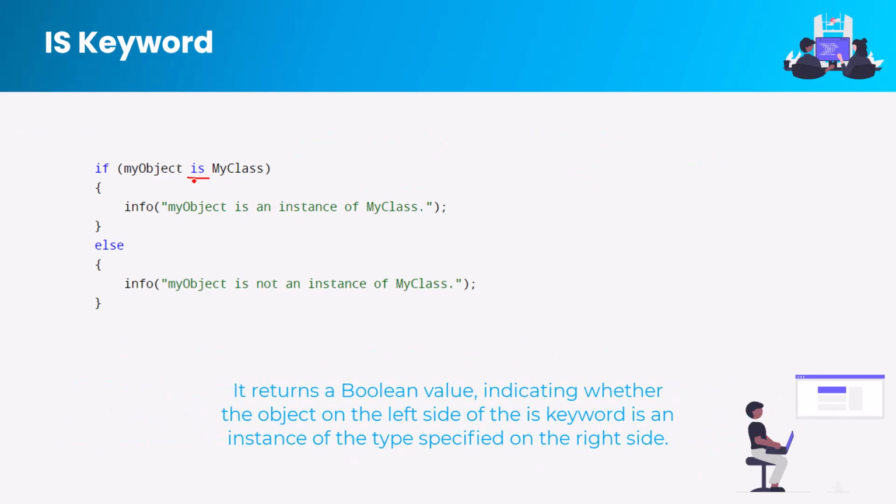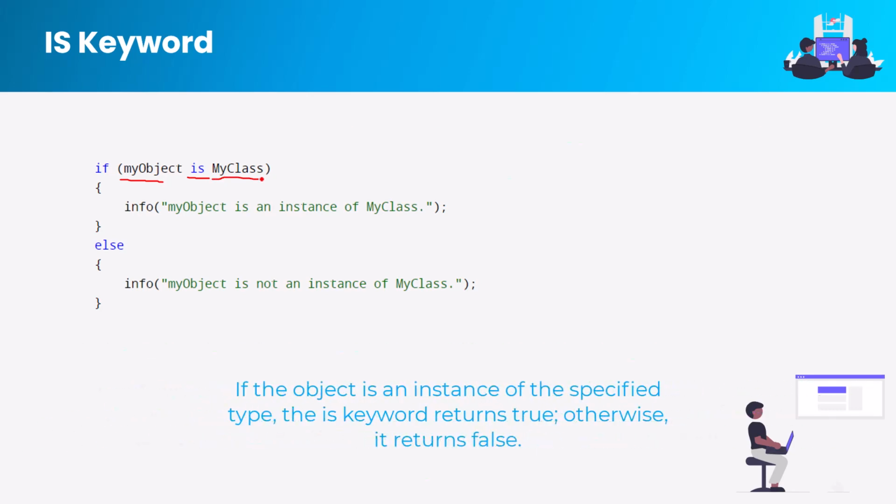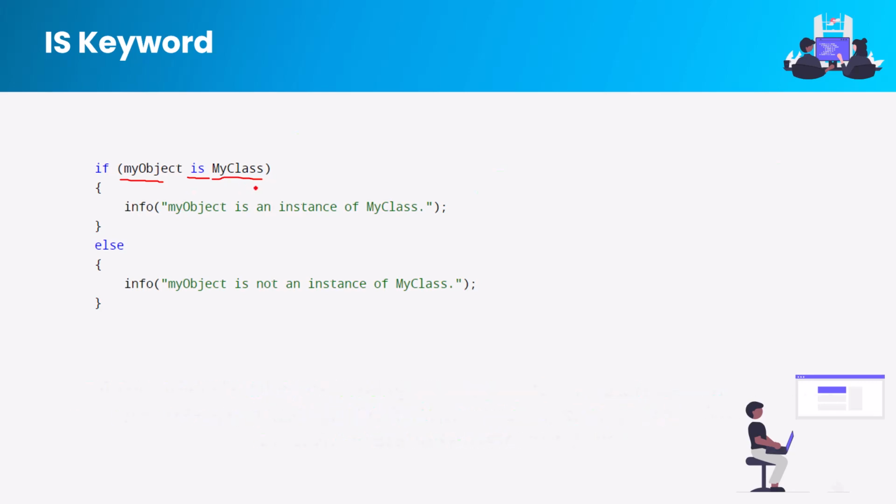It returns a boolean value indicating whether the object on the left-hand side of the is keyword is an instance of the type specified on the right-hand side. If the object is an instance of the specific type, the is keyword returns true, otherwise it returns false. So if the object is of this specific type, you will get true inside your if condition, otherwise it will give false.